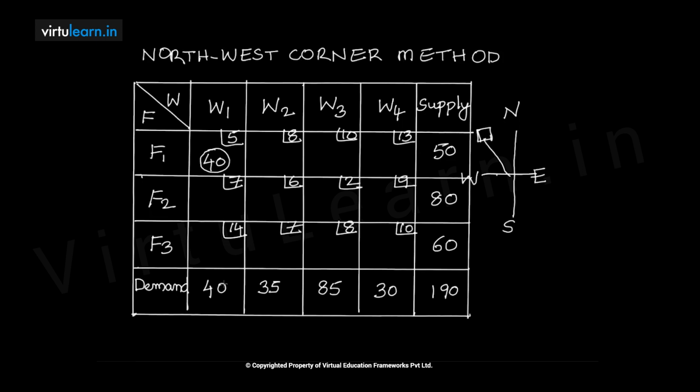So the allocation is complete, which is required. That means we don't allocate for W1 again because the requirement is satisfied. Now, once the requirement is satisfied, we cannot make allocation to this cell F2W1 or this cell F3W1.